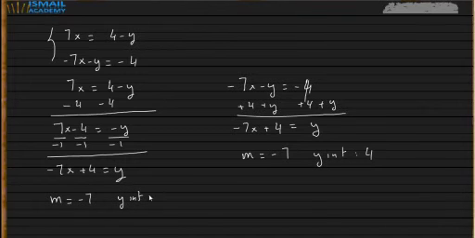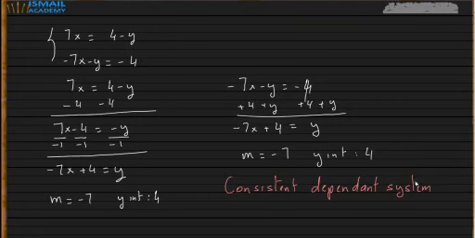The slope here is minus 7. The y-intercept is 4. So the slopes are equal, the y-intercepts are equal, which means that we have a consistent dependent system. So which means we have infinitely many solutions. And the lines will be one above the other, because as you see here, the equations of the lines are the same. So it's going to be one above the other.